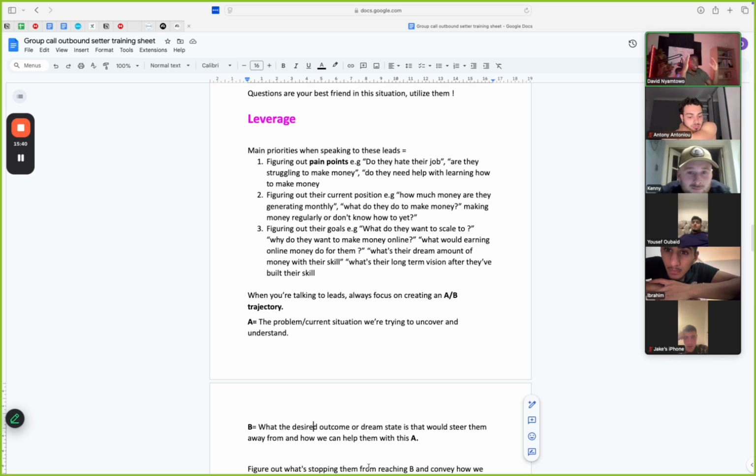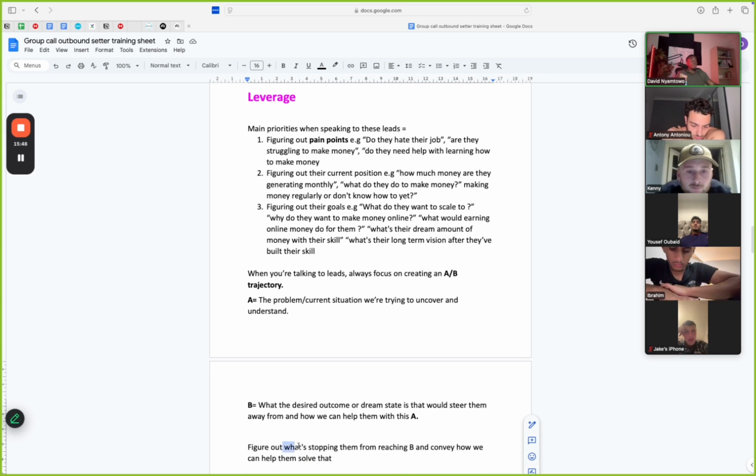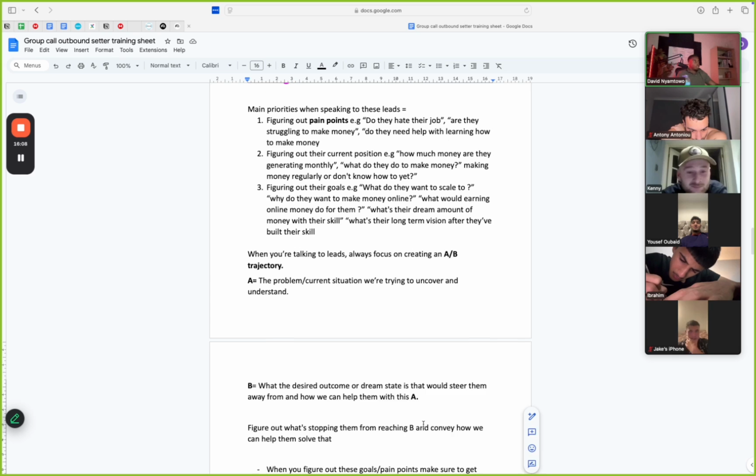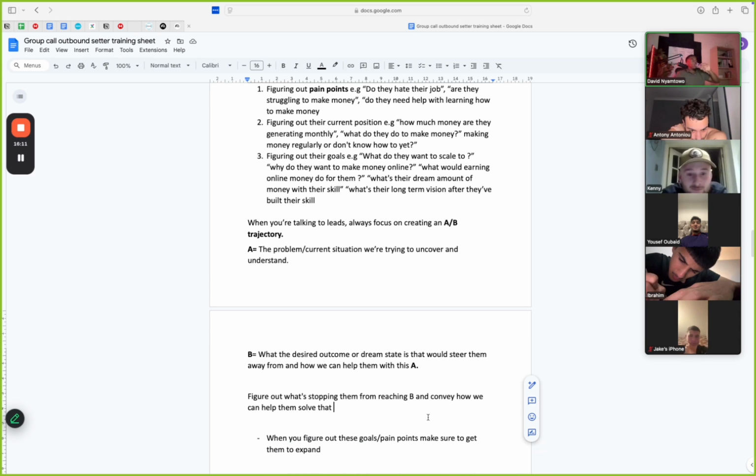Okay, A to B. So A, figuring out their pain points and their current position, and then B is where their desired outcome is. Okay, and then we want to figure out what's stopping them from reaching B. Like, what's causing them to be a serial gooner? You know what I mean? Like, how long has this been happening for? Do they want to continue staying a serial gooner? Do you know what I mean? Okay, and then explain to them, all right, cool, I hear that all the time. It might make sense for us to get on a call so I can stop you from being a serial gooner. Does that make sense, boys?